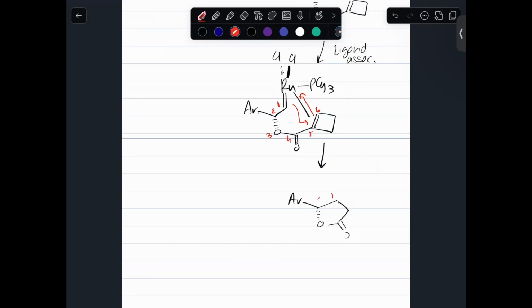Again, let me number it so I can see where everything is bonded. My carbon 1 is still bonded to my ruthenium. My ruthenium is now bonded to carbon 6. And I still have a 4-membered ring. So just like before, it's 3 fused ring systems. Just like before, it collapses. Here's my metallocycle. And collapses.